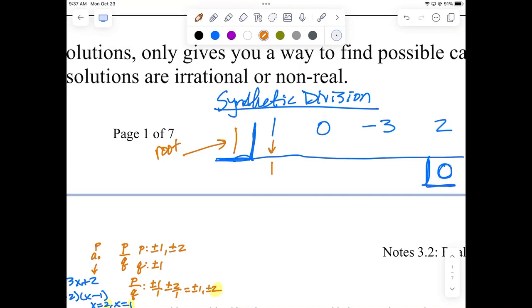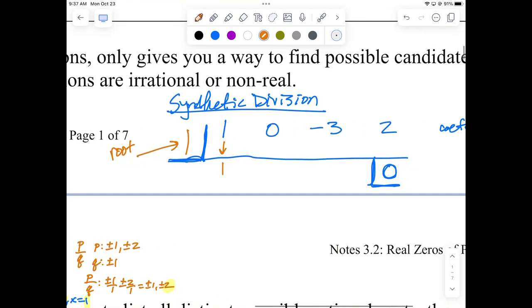We bring down the first number every time. You just bring it down. And then you multiply along the bottom times that root. What's 1 times 1? 1. You slide it up here, and now you add vertically in the columns. What's 0 plus 1? 1. And you do it again. What's 1 times 1?